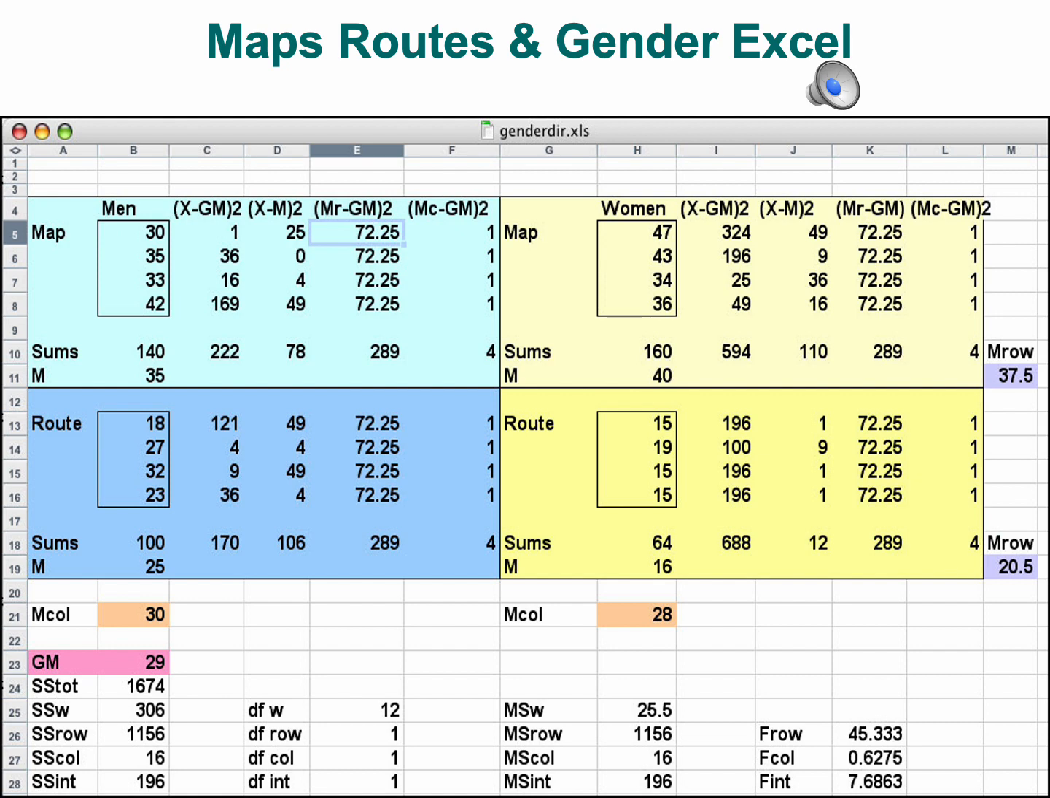You can see where the mean value for all those 4 subjects is 35. So you do the same thing. So you take 30 minus 35. That's 5 squared is 25, and so on. And if you click on the cells, you can see where these things were calculated. You can see how Excel formulas are constructed.